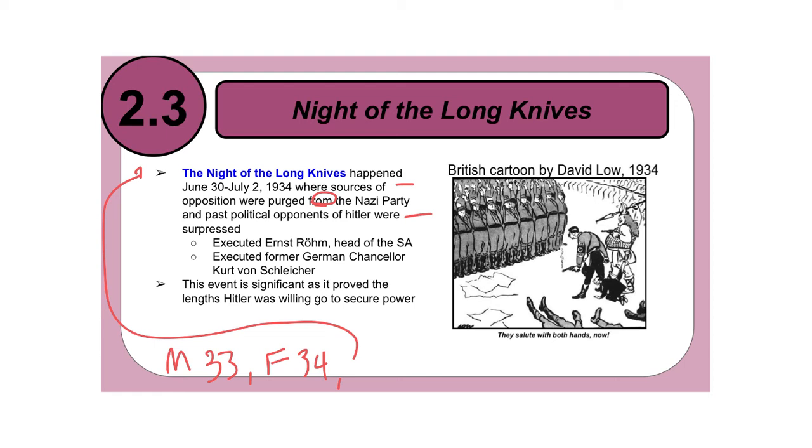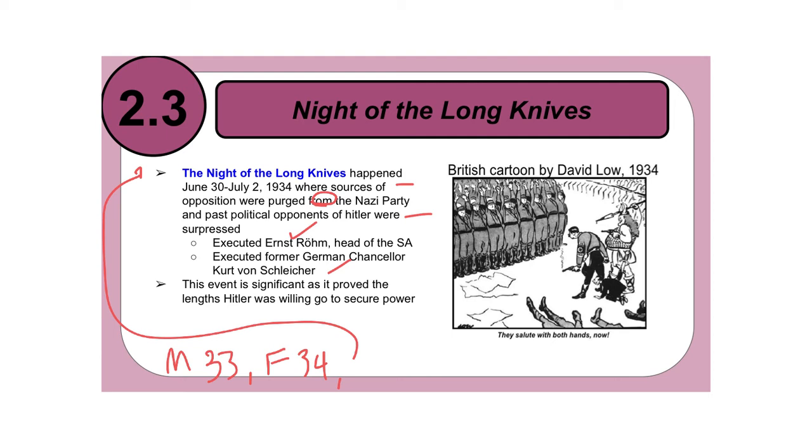Some high-ranking Nazi officials were executed. Ernst Röhm, the head of the SA, he was executed. They executed the former German Chancellor, Kurt von Schleicher. So he was the guy that was part of the Weimar Republic. He was critical against the Nazis, and he was critical of them shutting down political discussion, and so they executed him. So this is basically the former president, almost, of Germany that was executed.